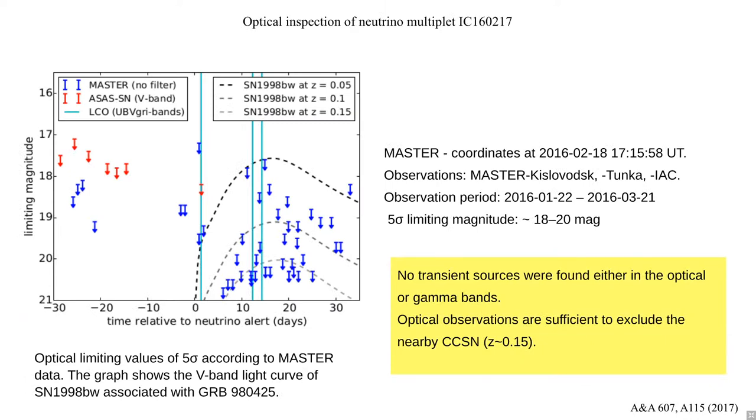Here's a graph of the limiting stellar magnitude depending on the time of observation, given a limit on the brightness of a possible source of the neutrino alert. The observation period covers 60 days with a brightness limit of a possible source of about 18-20 magnitude. In particular, no transient sources were found in the optical and gamma bands. Optical observations are sufficient to rule out a nearby core-collapse supernova.